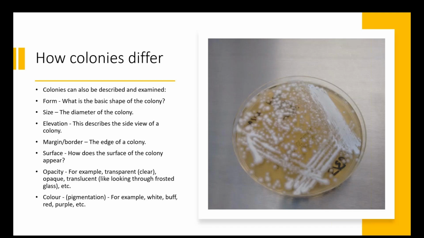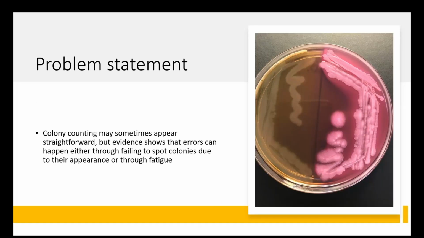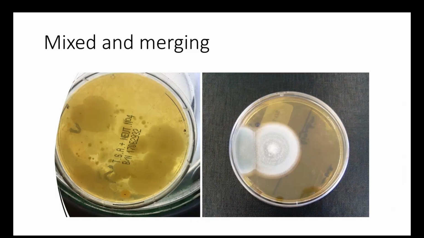So from one point of view, colony counting might appear straightforward, but there's a lot of evidence to show that errors can happen, and this can either be through failing to spot colonies due to their appearance, their size, the way they're very close to each other, their colour that makes them difficult to count, or through the issue of operator fatigue. And that can be partly dependent on the sheer number of plates that are there to be counted. There are also problems that arise in general.